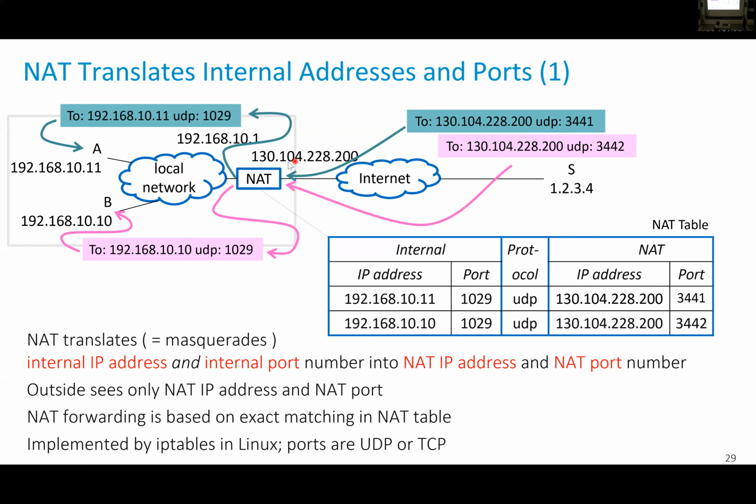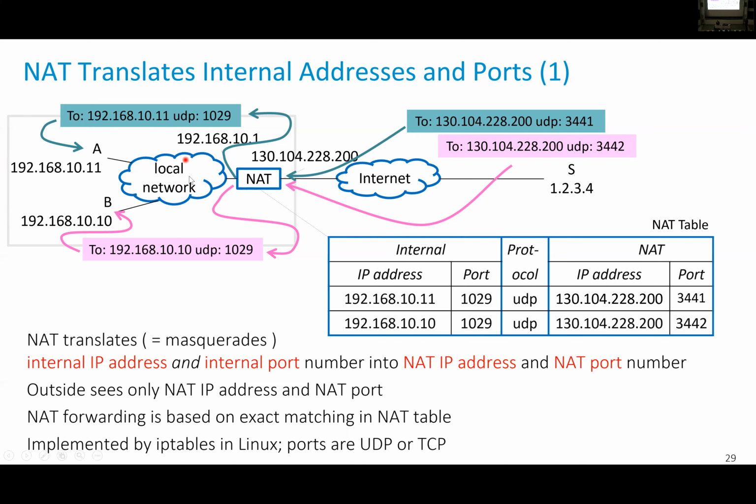I'm showing a packet that goes from S here, a server that's on the internet, and goes to A here. When S sends a packet to A, the only destination address it can use is the destination address of the NAT, which we see here. And similar when it sends a packet to B. So of course, NAT will translate the address, but we still have a problem.